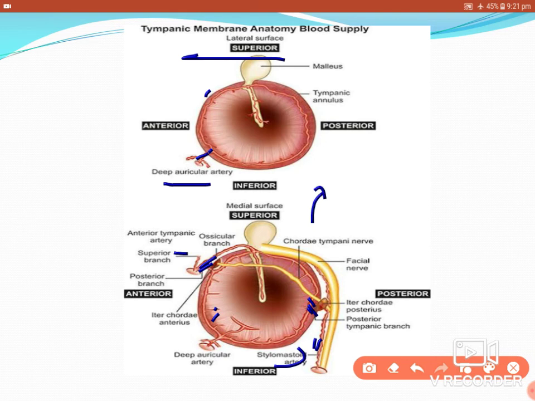Venous drainage from the inner surface is toward the transverse sinus of the cranial cavity, and from the outer surface to the external jugular vein. Then the nerve supply: the tympanic membrane is very pain sensitive. On the lateral surface, there is the auricular branch of the vagus nerve and the auriculotemporal nerve, a branch of the mandibular nerve. The inner surface is supplied by the tympanic branch of the glossopharyngeal nerve. So that's the nerve supply and blood supply.